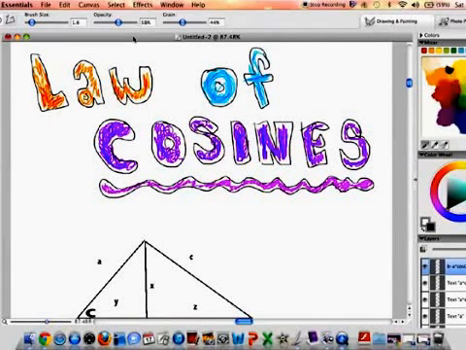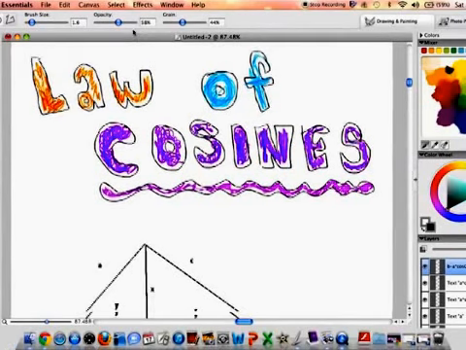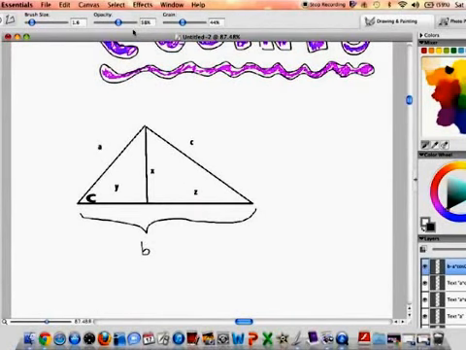Going to be teaching you guys the law of cosines. But first we're going to start with a proof because proofs are fun. So, we know that sine C is equal to x over a. So that means that x is equal to a times sine C.